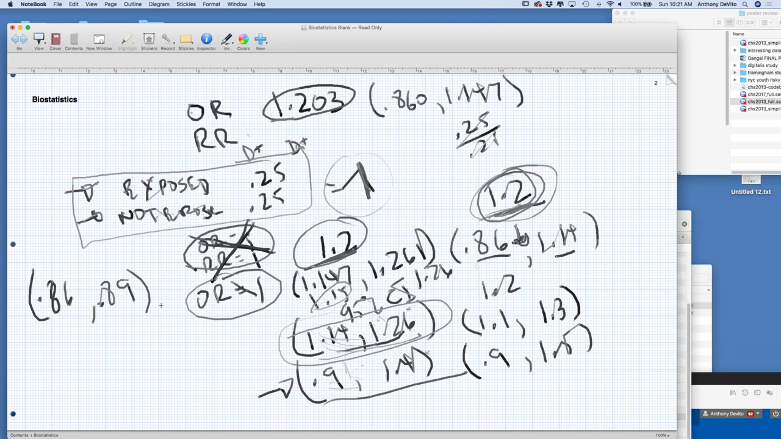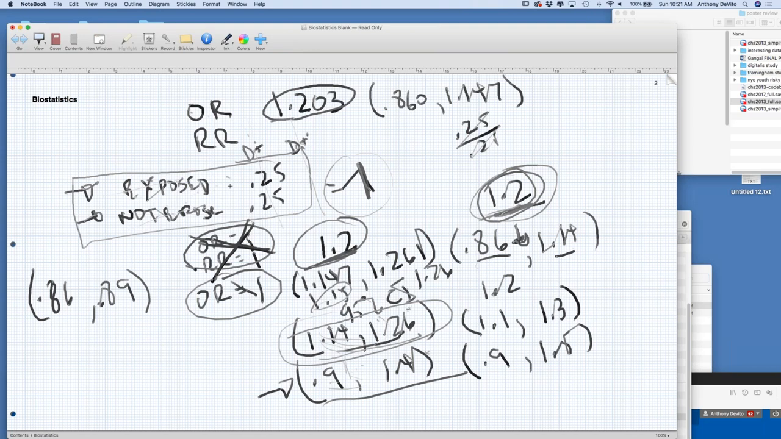So why is it greater than 1 and less than 1? Okay, so let's say that we have this set up the way I just described it. Exposed, not exposed, disease, and no disease. You may have noticed that in some of the classes, I encourage you to set it up this way. If there's an exposure, make it the top row, and the not exposed is the bottom row. And if it's a disease or an outcome that you're interested in, make it the left column, and the right column would be the absence of that. I ask you to set it up that way because then you wind up with an odds ratio or relative risk where the number would be easier to interpret.